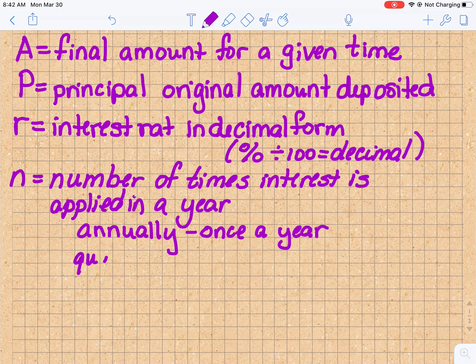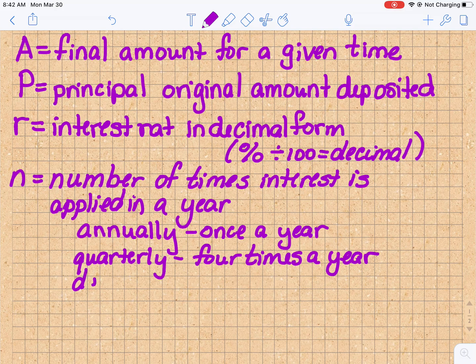Quarterly means it happens 4 times a year. So you get interest 4 times a year. Great if you're trying to earn money, not good if you're trying to pay off a bill. So that would be 4. If it's daily compounded, we're going to go with 365 times a year.